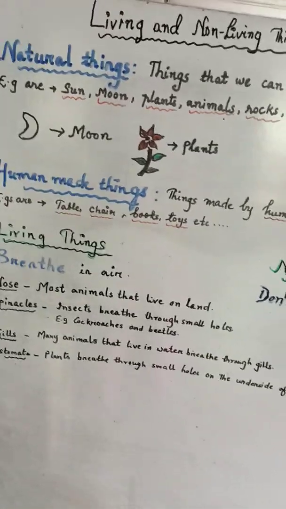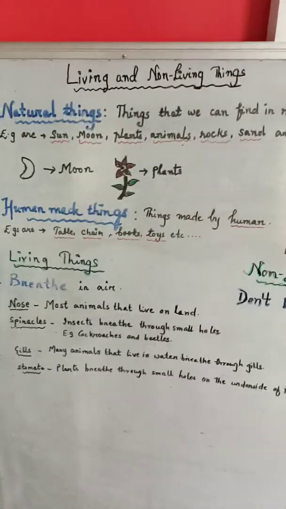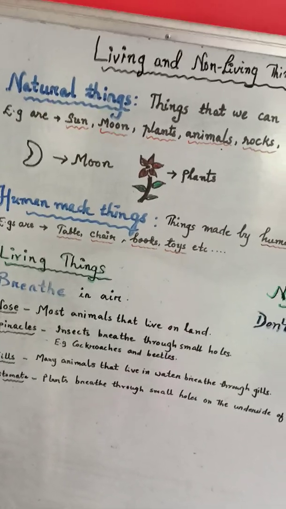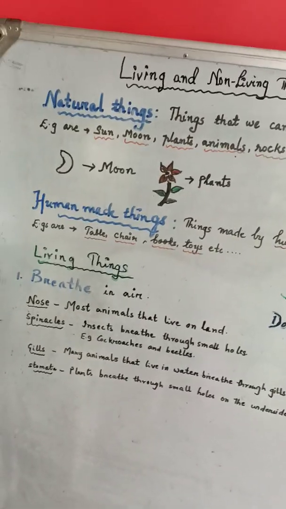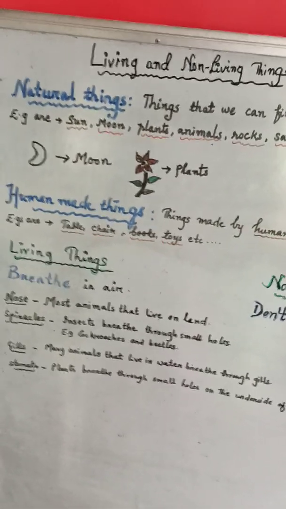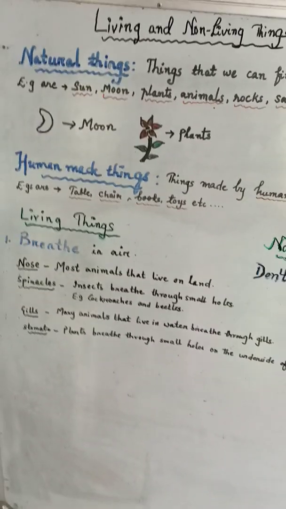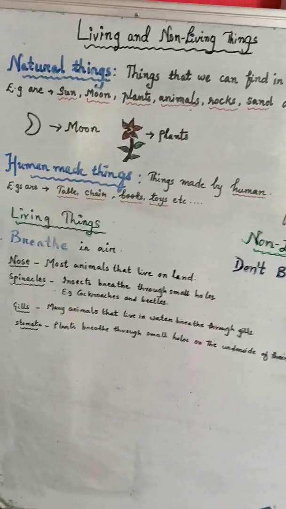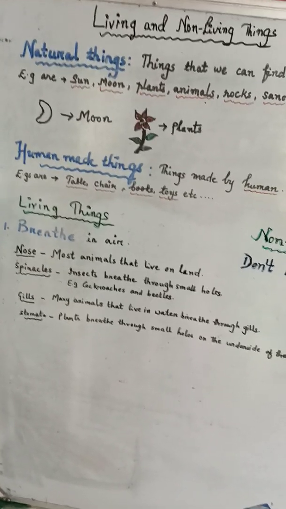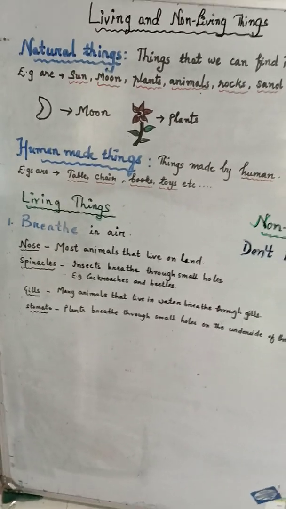So what is the first basic difference between living things and non-living things? All living things breathe. That is, they breathe in air. They need air to live. Okay, without air, they cannot live. In the air, we have a gas called oxygen that is very much necessary for us to live. We breathe in oxygen.